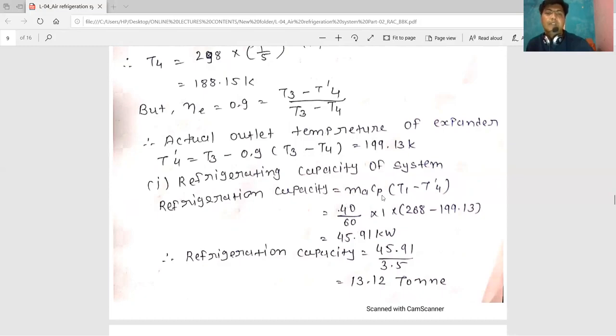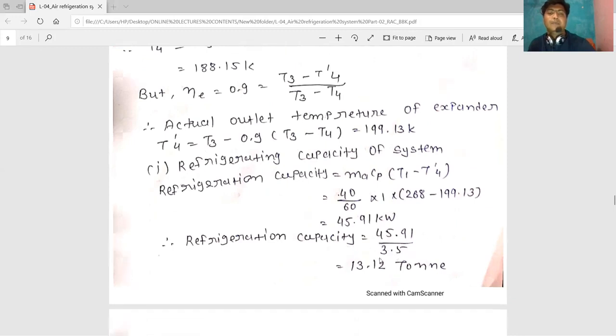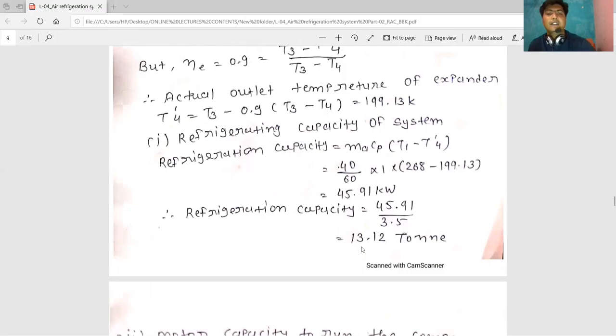So mass of air into Cp into T1 minus T4. We put the value, mass of air 40 kg per minute, so minute is converted into second. So the answer is 45.91 kilowatt. So refrigeration capacity is converted into ton. That's why we divide by 3.5. So the value is 13.12 ton.